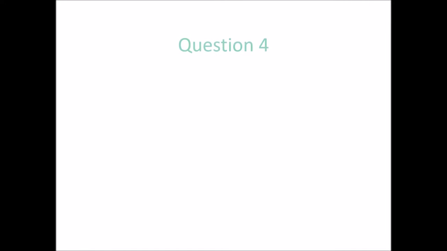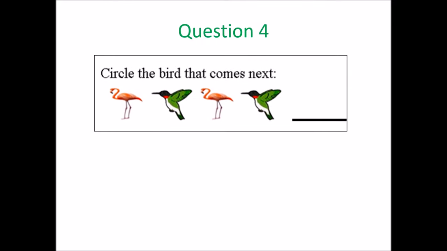Got it? Question 4. Circle the bird that comes next. And you have flamingo, hummingbird. What bird would come next, given that pattern? Circle it. And we will move on to question 5.